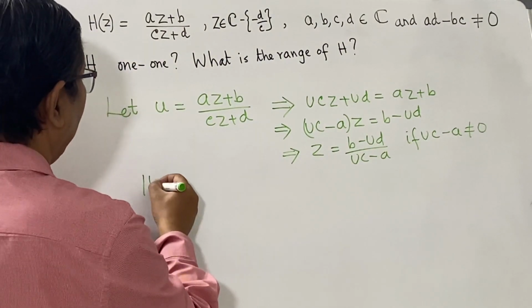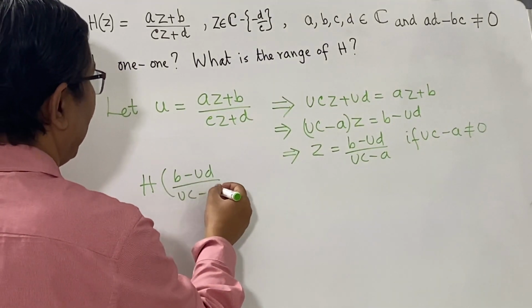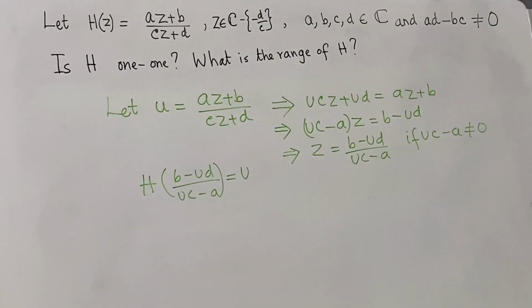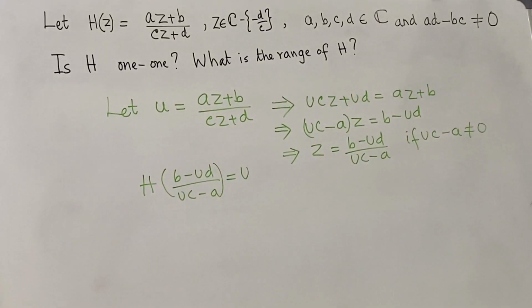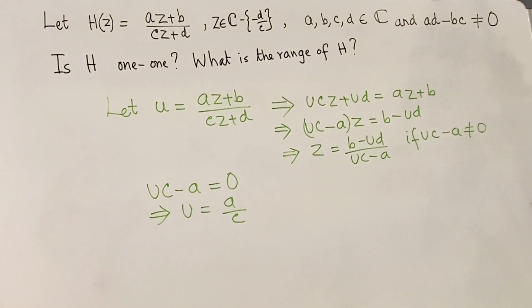So, h of (b minus ud) divided by (uc minus a) is equal to u whenever uc minus a is not equal to 0. So the point u for which uc minus a is equal to 0 is not in the range of h. So for the value of u equal to a by c, there is no value of z for which h(z) is equal to u.